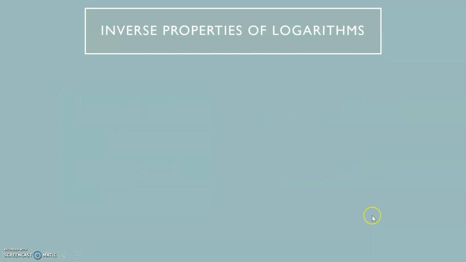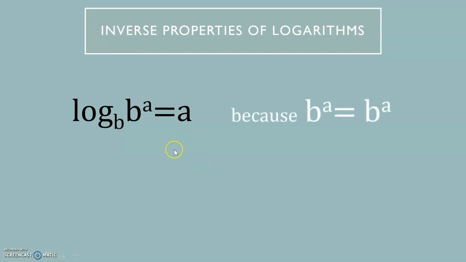We also have what are called inverse properties. Here I have a log with a base b, and in the argument, a base b with an exponent. The result is just the exponent, because if I take this base equal to this as the exponent, we get the argument. That's a little tough to see, I know. I'll show you a shortcut.